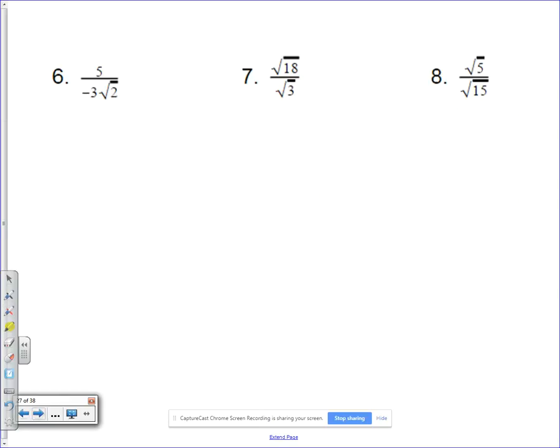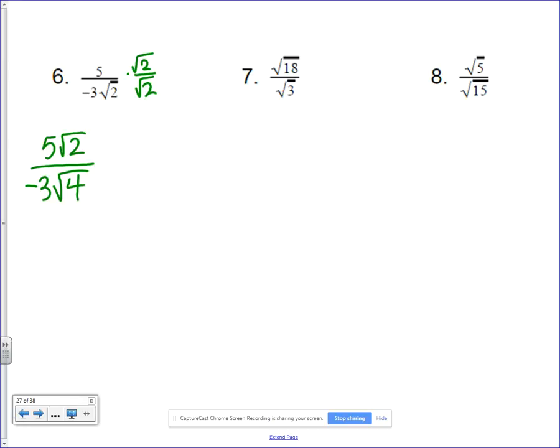Now, on the back, yes, on the back, we've got another one that looks like the one we just did. So what's the problem here? The radical 2 is down there, right? So how do I get rid of it? Multiply radical 2 over radical 2, top and bottom. Multiply across the top, and what do you get? Multiply across the bottom, what do you get?